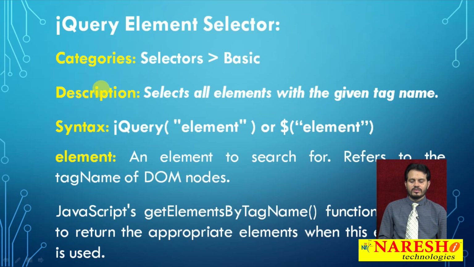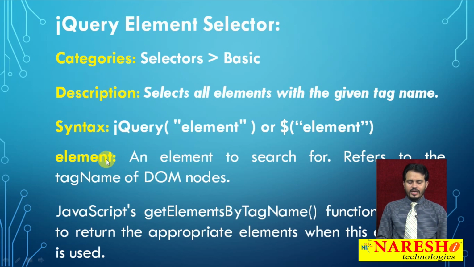And what is the basic syntax of selecting the element with the specified tag name? It is the jQuery selector function called jQuery of the specified tag name, nothing but element, or we can use the shorthand notation of the jQuery selector function, $ of element. So either we use jQuery of element, or we can use $ of element. Here element is nothing but the tag name. So whichever elements in the HTML document are available with this specified tag name, those elements are going to be selected. Very simple.